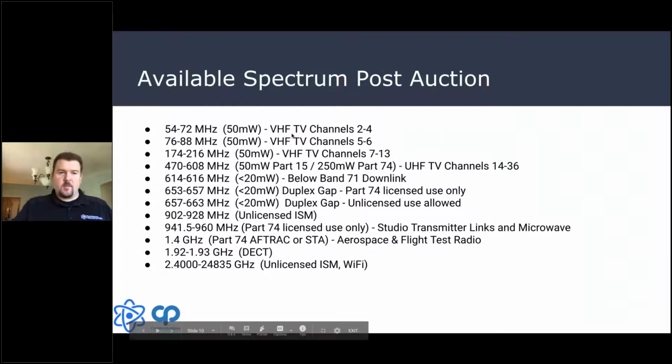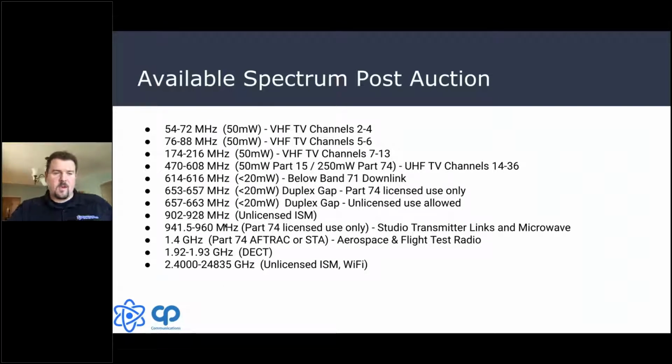Here's your list of available spectrum post-auction that we're seeing wireless devices at events using. This is kind of your common bands where, as a frequency coordinator, you might have people requesting frequencies or wanting to place equipment in there. A couple of highlights here are the guard band and gap, the 614 to 616, 653 to 663. Those are some areas that you're maybe not used to operating in specifically, but are going to become, I think, more used in the future.